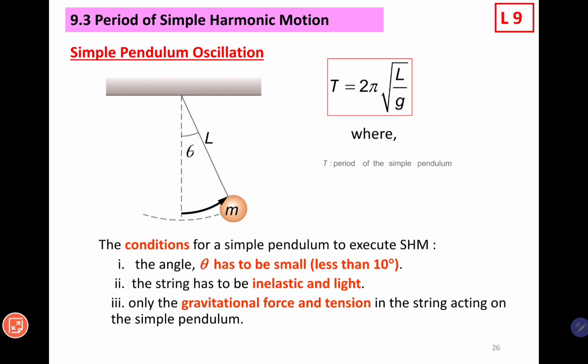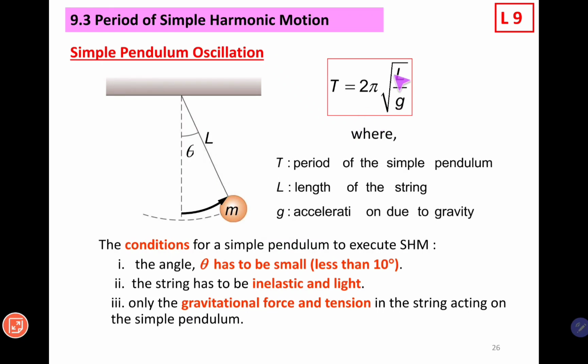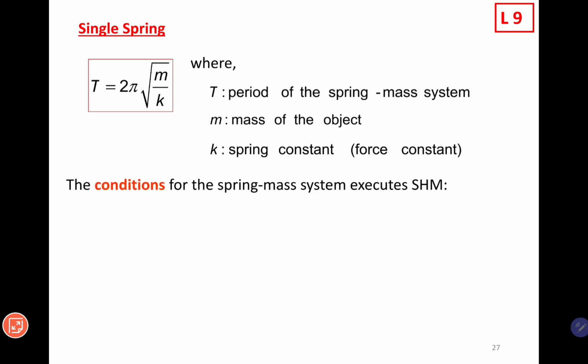According to this equation, T is the period, L represents the length of the string used, and g is our acceleration due to gravity. For the second apparatus, the single spring, the equation of period is T equals 2 pi square root of m over k. m is the mass of the object used in that system, and k is the spring constant. So what are the conditions for using this equation?